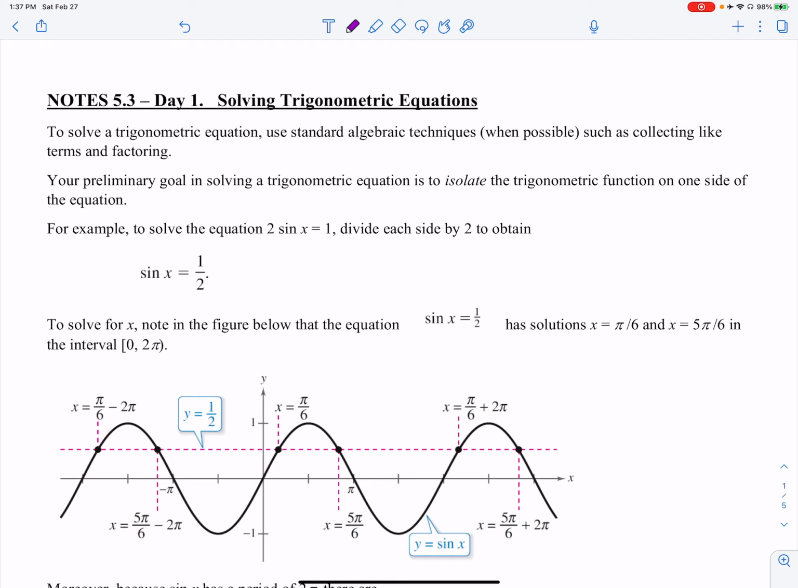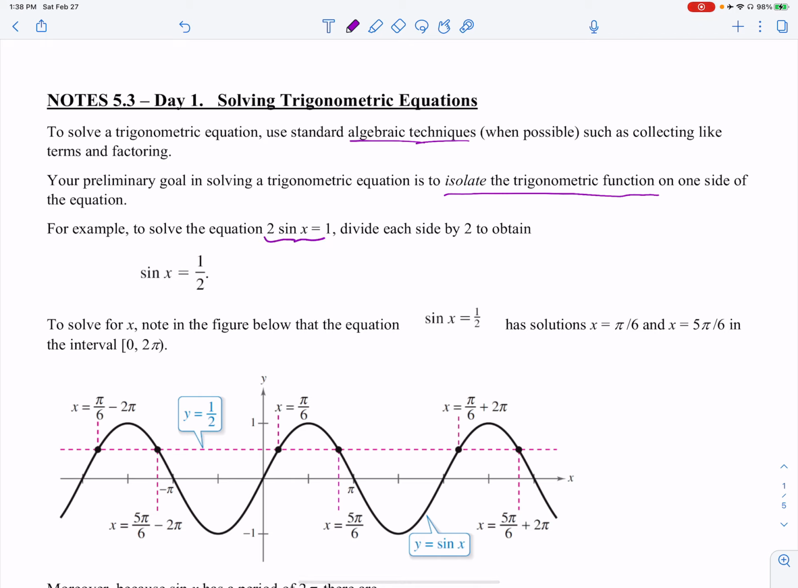And so we're going to have trig equations, so equations, things with equal signs in them, and you are going to use standard algebra techniques, such as collecting terms and factoring. And one of your goals is going to be to isolate the trig function on one side of the equation. And then we're going to keep going and solving from there. So it's just a combination of all these.